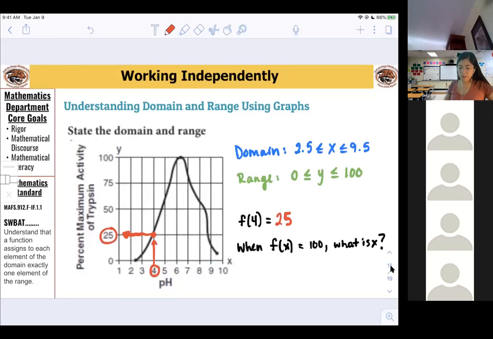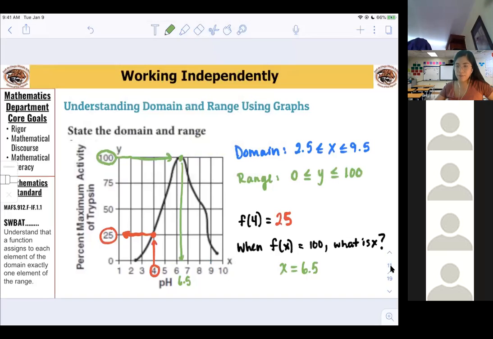Now I'm going to do the opposite. When f of x is 100, what is x? So now I'm looking at my y-axis. When f of x is 100, I'm at about 6.5 exactly. So x equals 6.5. It's a little tricky, but you just have to get used to remembering which axis am I looking at? The x-axis or the y-axis?